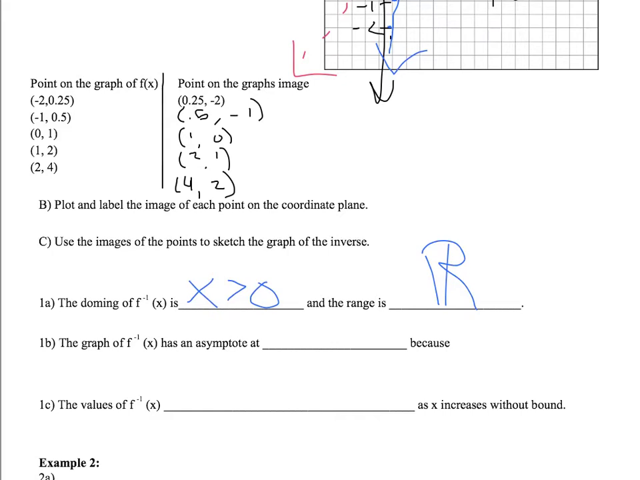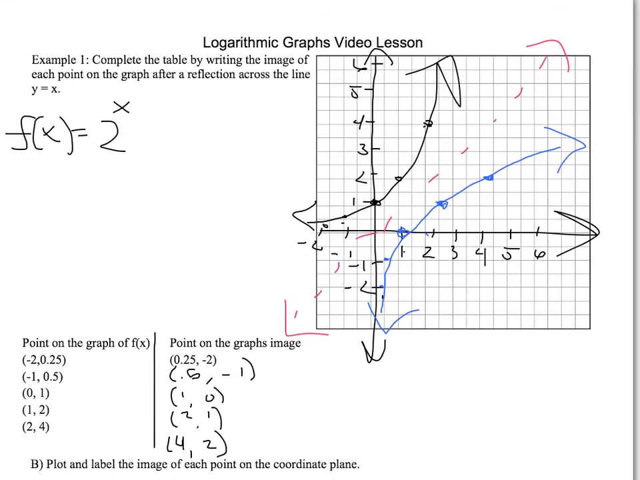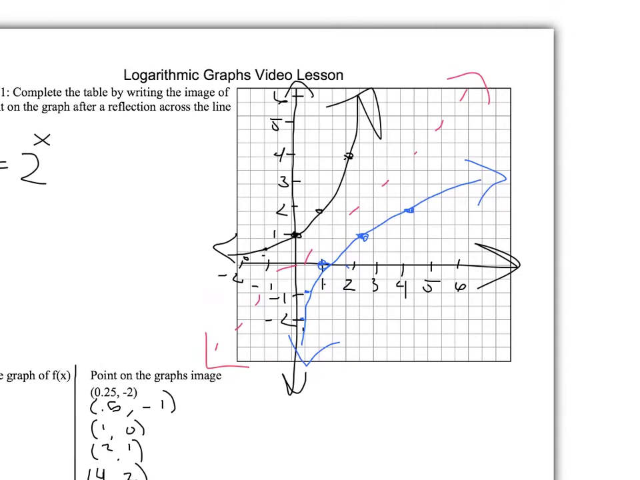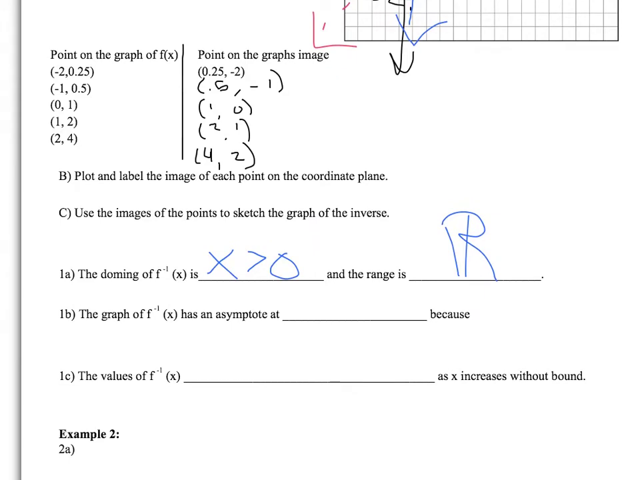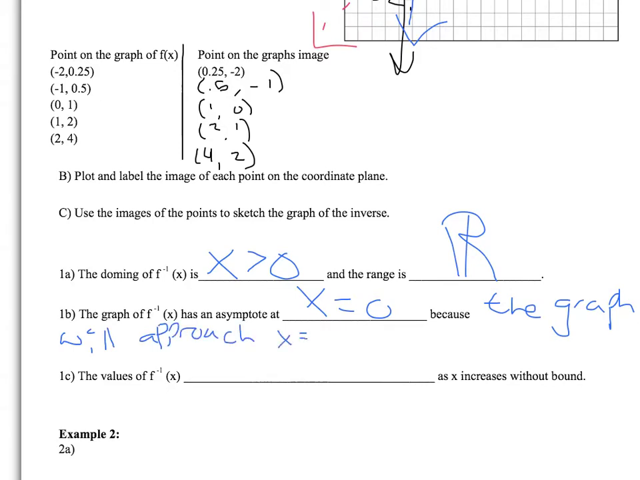An asymptote is a line that it'll get closer and closer to but never actually hit. Well, this graph does have an asymptote. We can see here, this is getting closer and closer and closer to the y-axis but never actually hit it. So that's called an asymptote. So the graph has an asymptote at, now the equation of the y-axis is x equals 0. And the reason is because the graph will approach x equals 0, but never touch it.